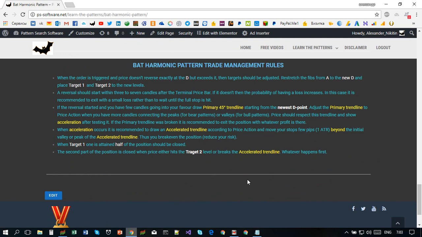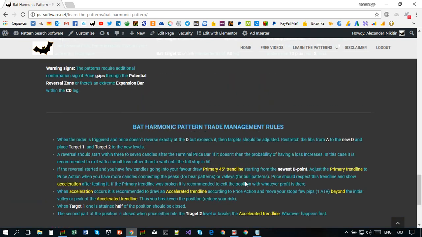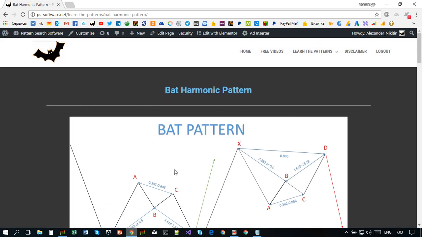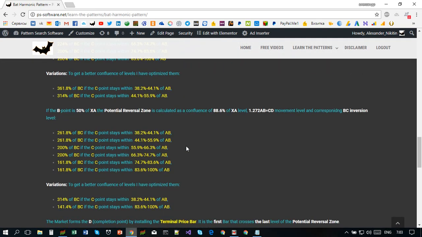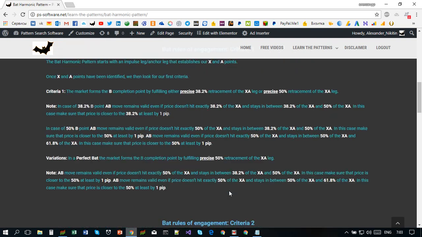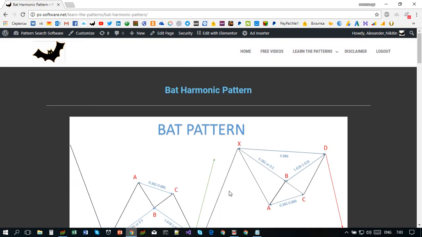Okay, the rules that are explained here are conventional ones. They are most popular. Basically, they are the rules that are used by the creators of these patterns. If we talk about the bat harmonic pattern, these rules are actually the rules used by Scott Carney, the one who created that pattern. Okay, that's it. Well, let's do the analysis.